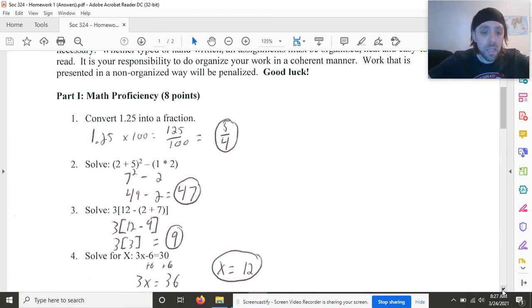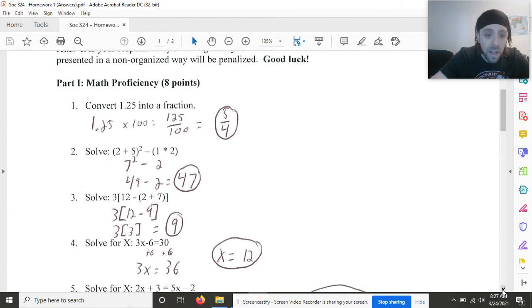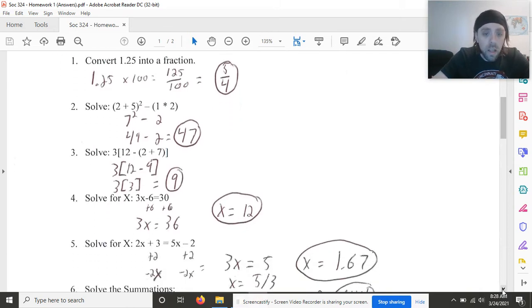So what I did here was I added 6 to both sides of the equation. 3x minus 6 equals 30. So I added 6 to the left side of the equal sign. That reduces to only 3x. And then I added 6 to the right side of the equation. So 30 plus 6 equals 36. So now I just divide 3x by 3, that leaves me x, and I divide 36 by 3, which gives me 12. So for number 4, x equals 12. All right, next x equation.